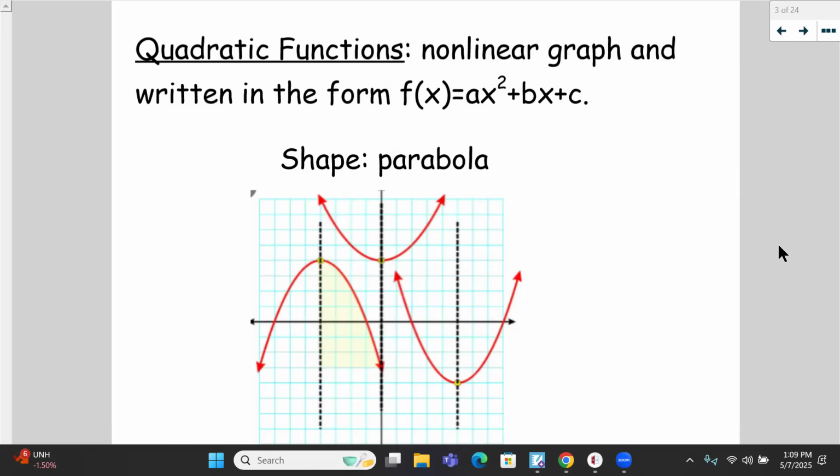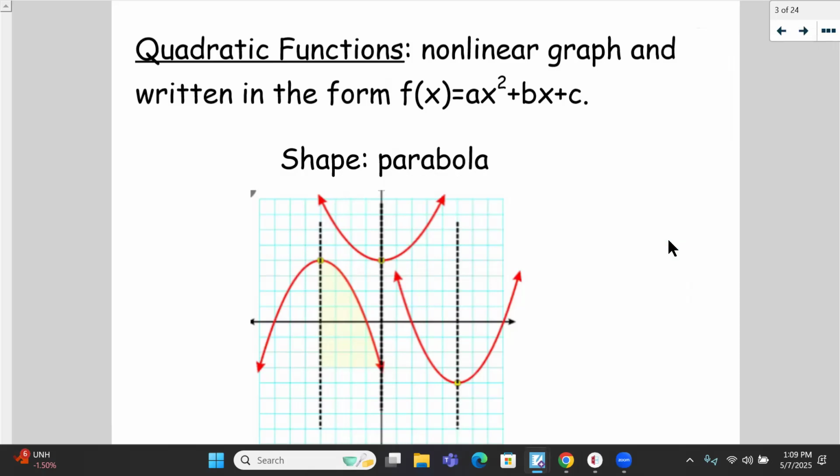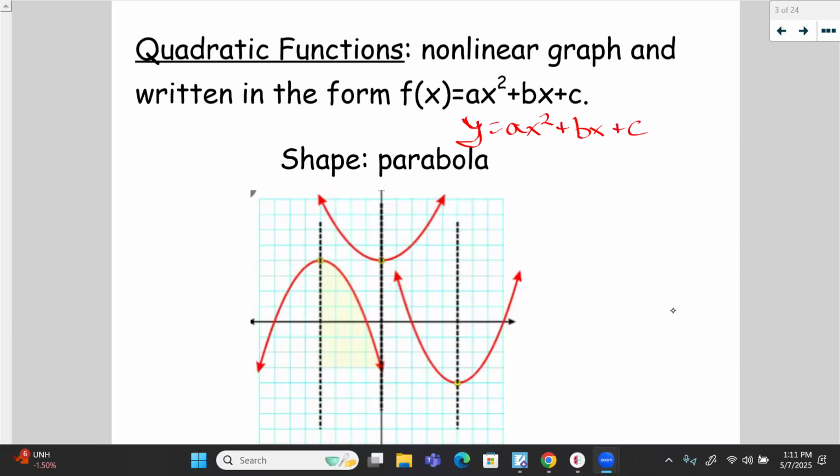So we could also write this as y equals ax squared plus bx plus c. So here it is, as you can see, y equals ax squared plus bx plus c. So again, those are interchangeable.